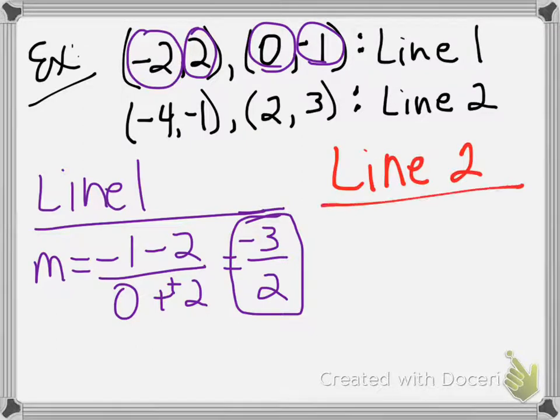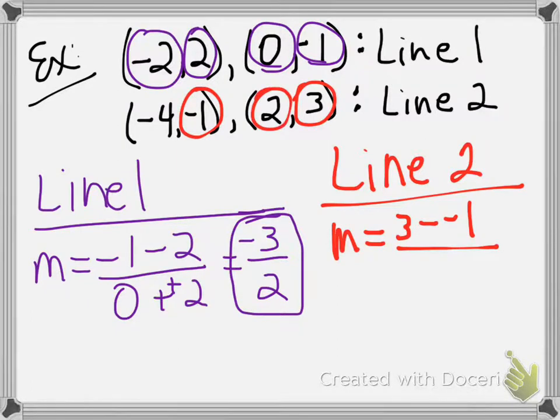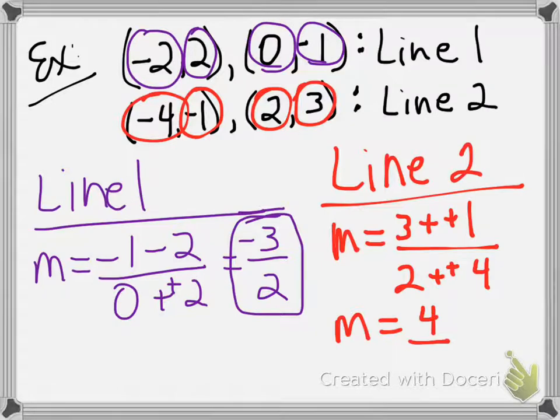Alright, what about line 2? For line 2, my slope is 3 minus negative 1 over 2 minus negative 4. Both of these become plus. So this slope is 4 over 6. 2 plus 4 is 6, 3 plus 1 is 4. Okay, now it's really important to go ahead and reduce this. 4 over 6 reduces to 2 over 3.